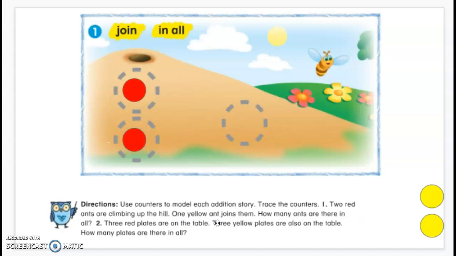1 yellow ant joins them. So the story says 1, so we have to follow the directions and add only 1. 1 yellow ant. How many ants are there in all? Remember, in order to find out how many there are in all, we have to count everything. So 1, 2, and 3. How many ants are there in all? There are 3 ants in all.